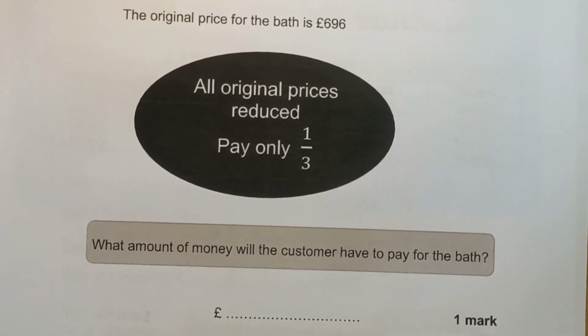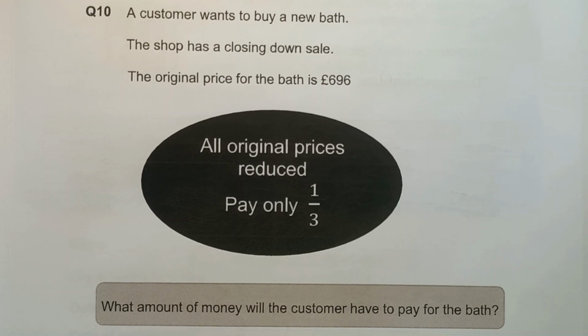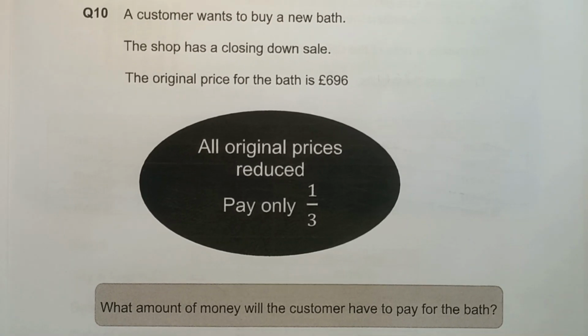And the last question in the non-calculator section, we've got a customer wants to buy a new bath. The shop has a closing down sale. The original price for the bath is £696. And they're telling us that all original prices are reduced. Pay only 1/3. What amount of money will the customer have to pay for the bath?